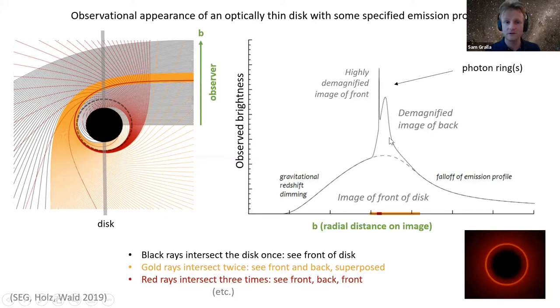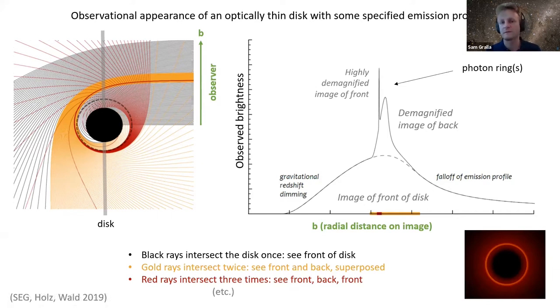It has a contribution from near the photon orbits, but these gold lines are bringing you emission from the whole back of the disk. If it were bright out here at 20 M, there'd be a photon that went like this and came to you at 5 M. So you're actually seeing the whole back of the disk in this photon ring. It's not just from the strong field region.